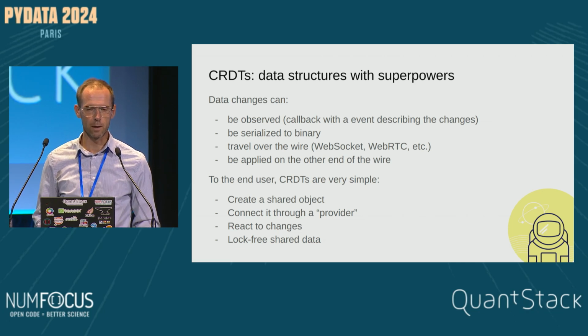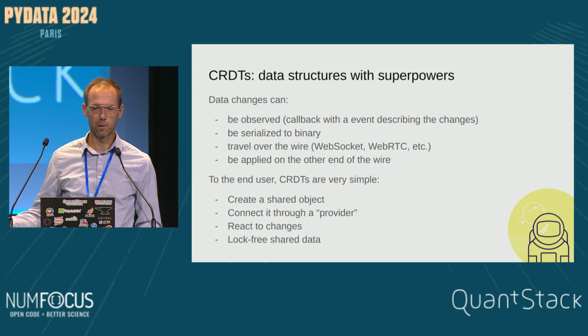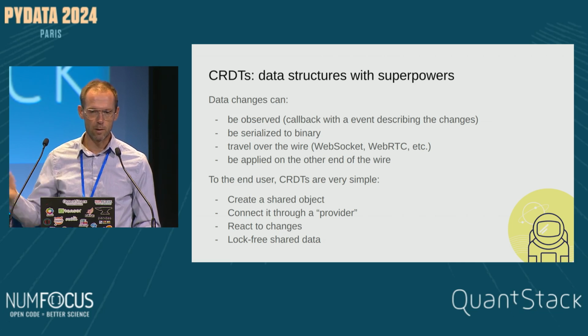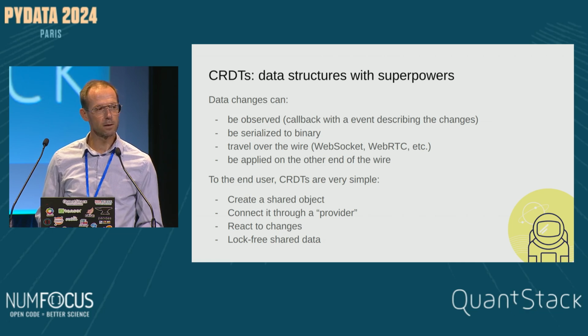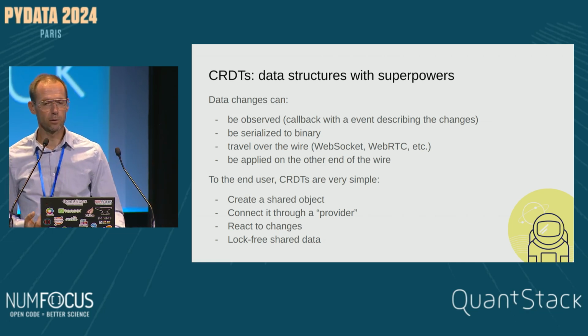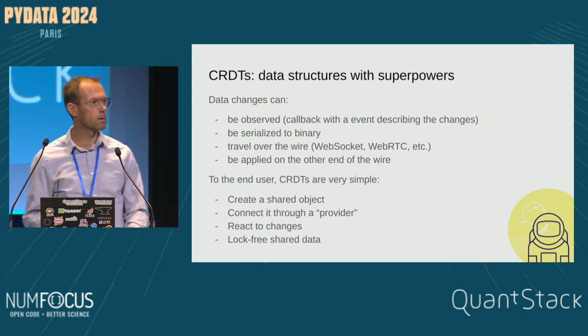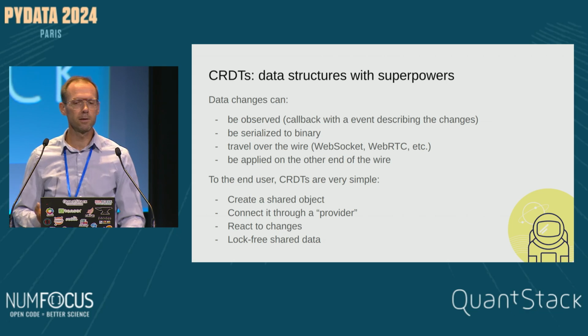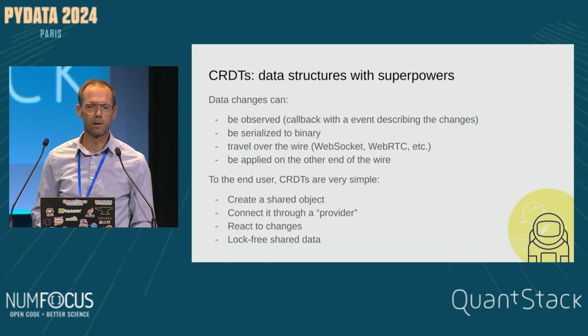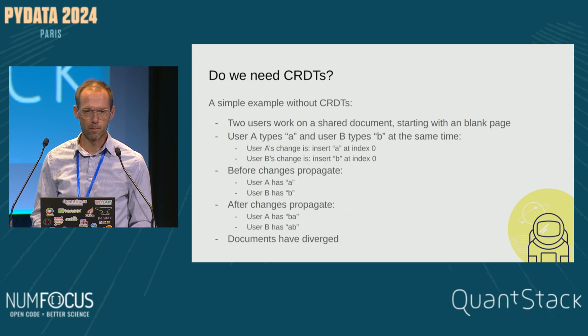But to the end user, CRDTs are actually a very simple kind of data because you just create a shared object like a text. You connect it through a provider, which is using WebSocket or WebRTC. You react to changes because you observe the changes on the data. And you can actually see these kind of data structures as lock-free shared data. So it's kind of multi-threading without the issues of using locks and semaphores and so on.